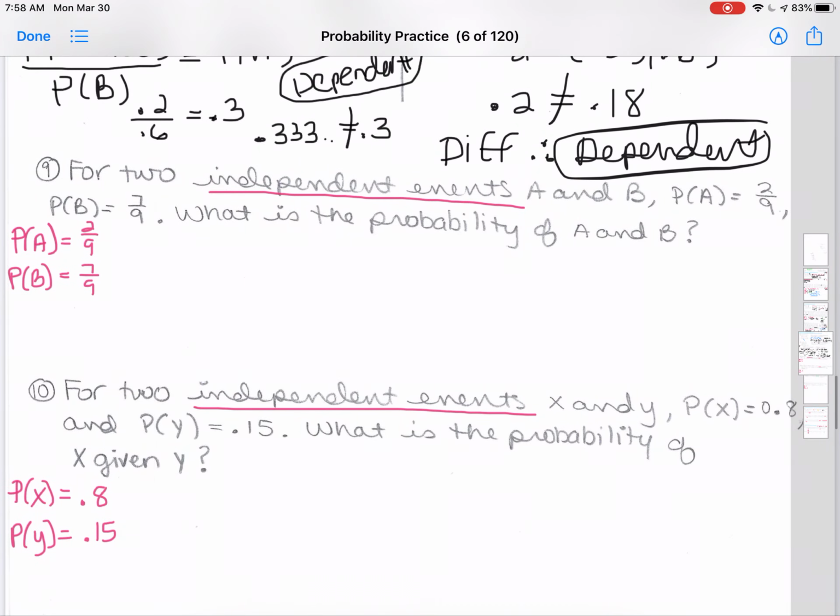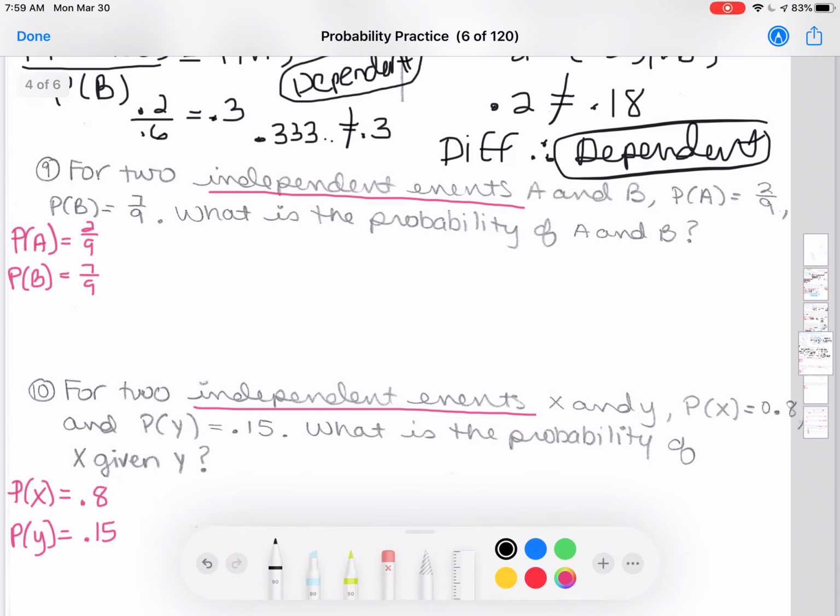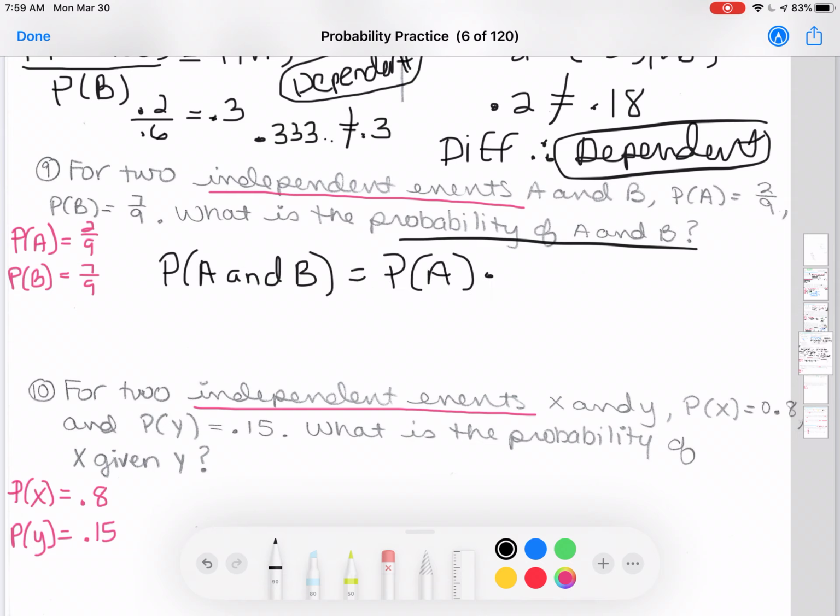9 and 10, they're telling me that they're independent events. They're saying, hey, these are independent events. So that means that both of those tests up above that I did are true sentences. So if they're independent events, they're saying, what is the probability of A and B? So that means that the product rule will come out to have the same decimals. So therefore, I can just multiply them and I can find the probability of A and B.